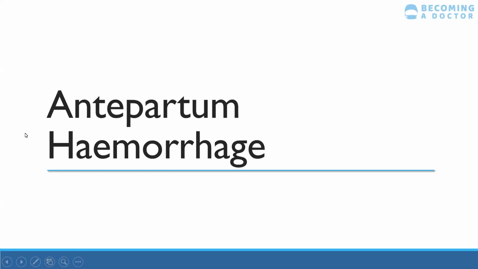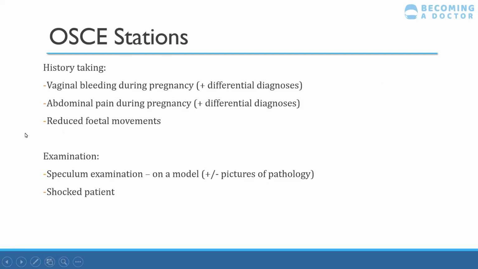So starting with antepartum hemorrhage, these are just a few of the more common OSCE stations that you might be asked about with regards to antepartum hemorrhage. So the history taking stations. Things you might get is vaginal bleeding during pregnancy and a list of differential diagnoses, and the same for abdominal pain during pregnancy. And then you could get a reduced fetal movement station, history taking station.